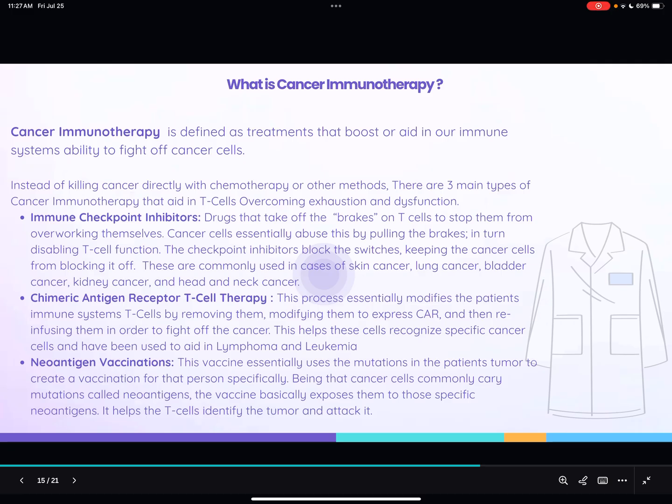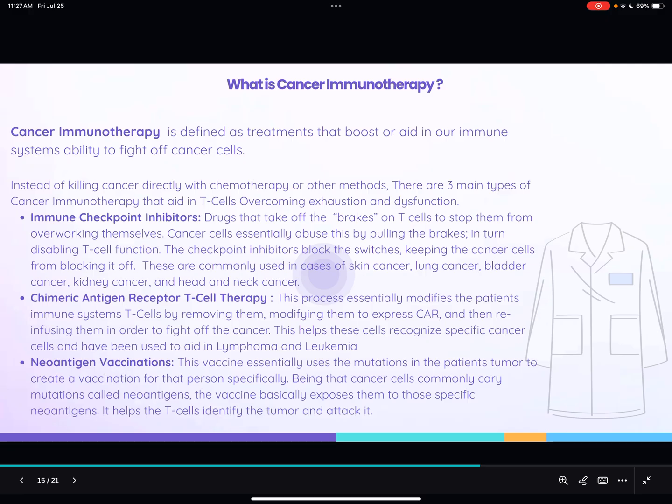First, we're going to talk about immune checkpoint inhibitors, which are drugs that take the brakes off of these T cells and stop them from overworking themselves. The checkpoint inhibitors block these switches, keeping the cancer cells from blocking them off. These are commonly used in cases of skin cancer, lung cancer, bladder, kidney, and head and neck cancer.